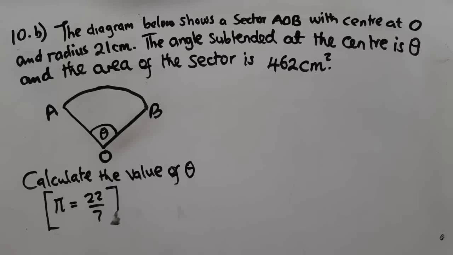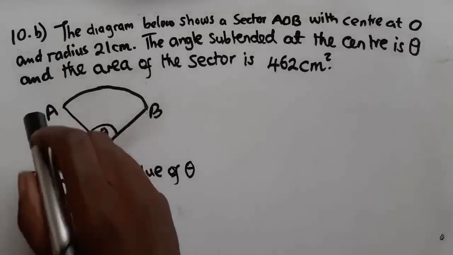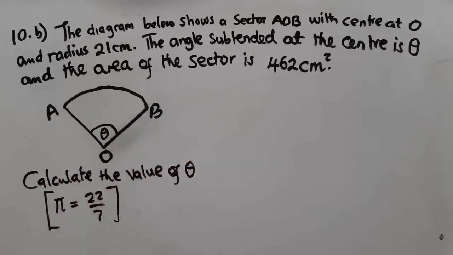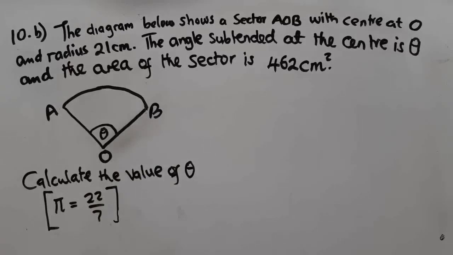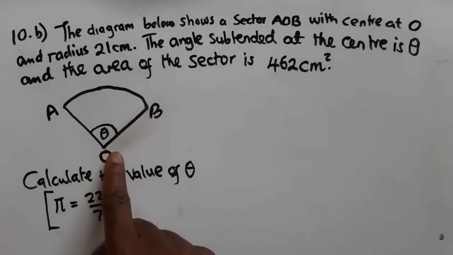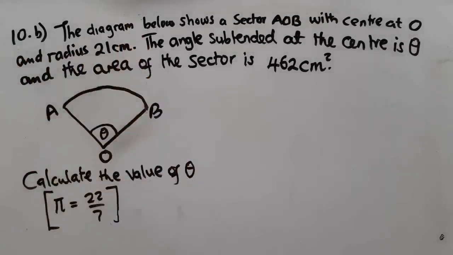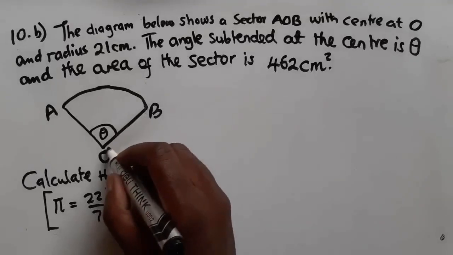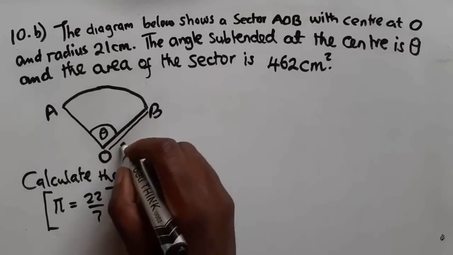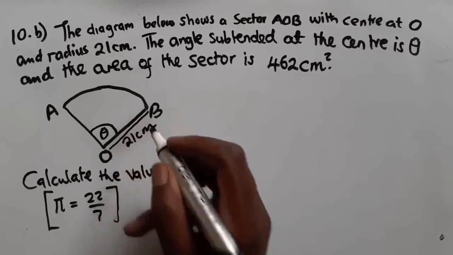So question B is on mensuration. Very simple question. The diagram below shows a sector AOB with the center at O. Okay, this is the sector of a circle. And radius, this radius from this point up to this one, this is 21 centimeters.